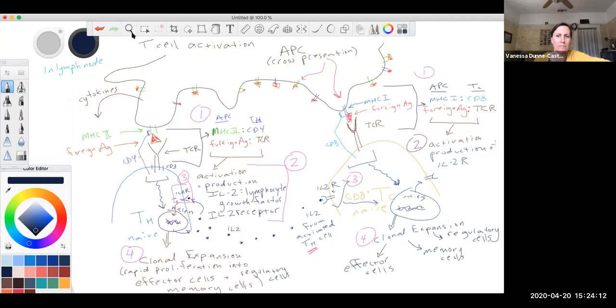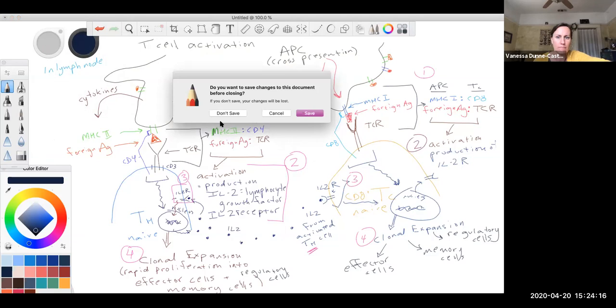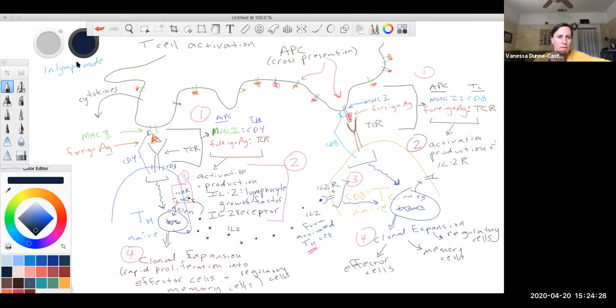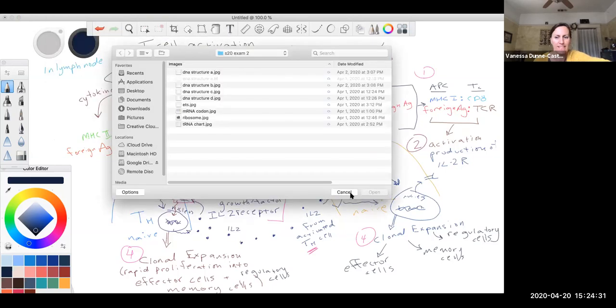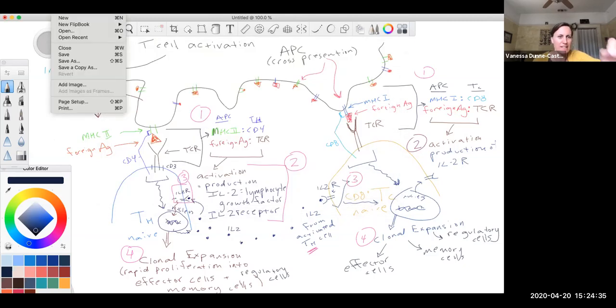I don't think I want to do this one. Let me see if I can get a new one. No. I wish there was a way that I could get another page.